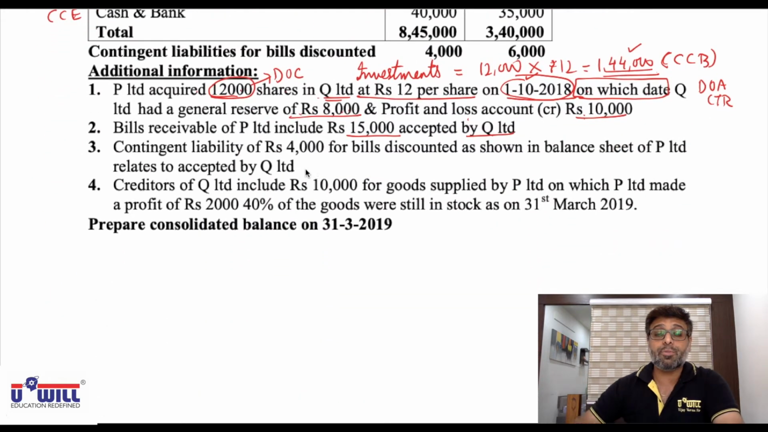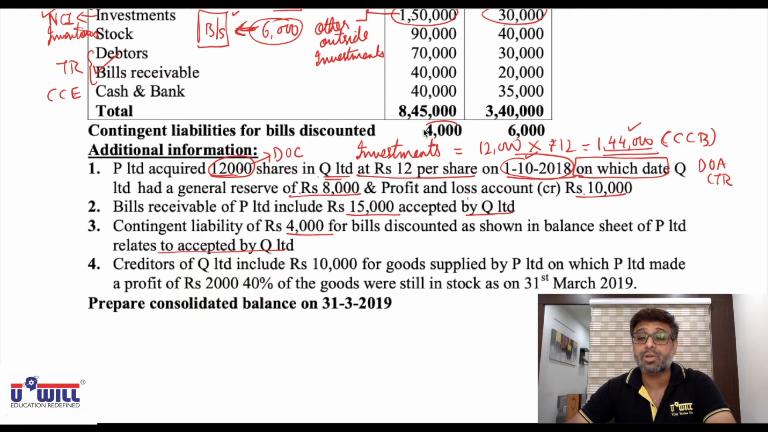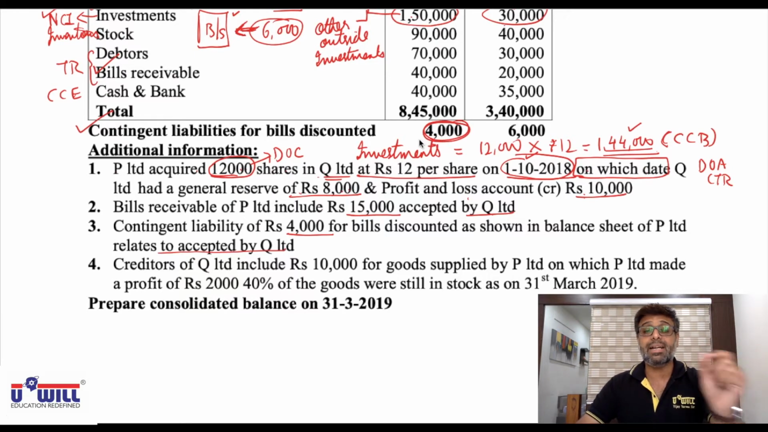Contingent liability of rupees 4,000 for bills discounted as shown in the balance sheet of P Limited relates to acceptances by Q Limited. This 4,000 is again intercompany adjustment. But here, as I made you write in the notes, when there is intercompany adjustment in contingent liability, it will have only one effect. Simply minus from contingent liability.